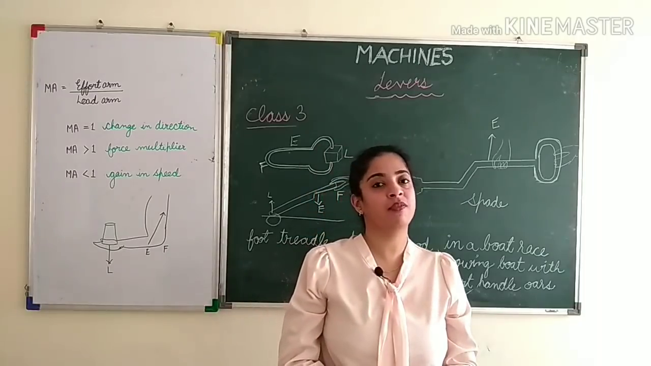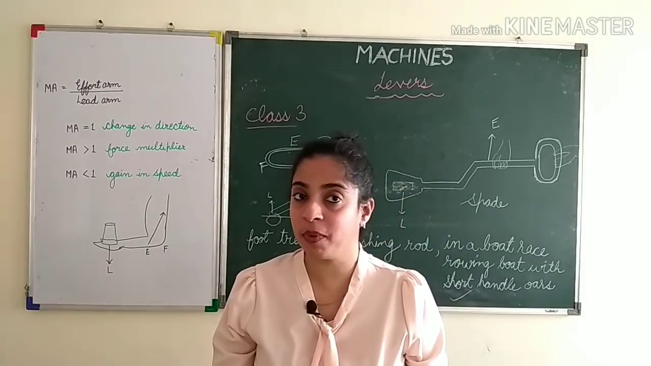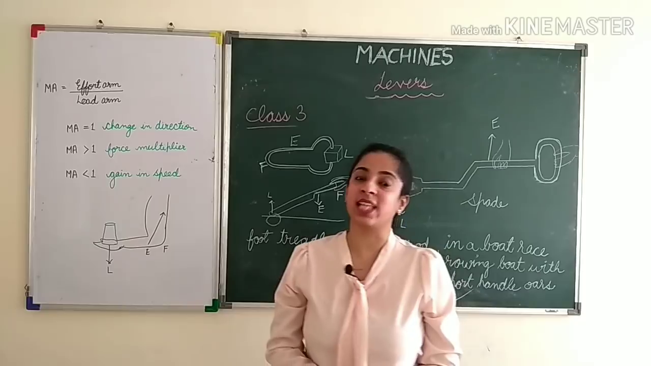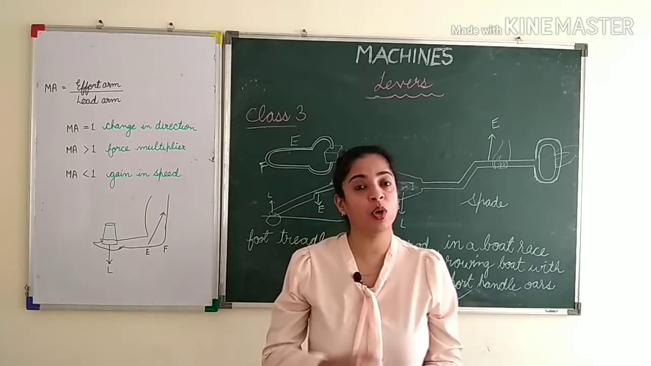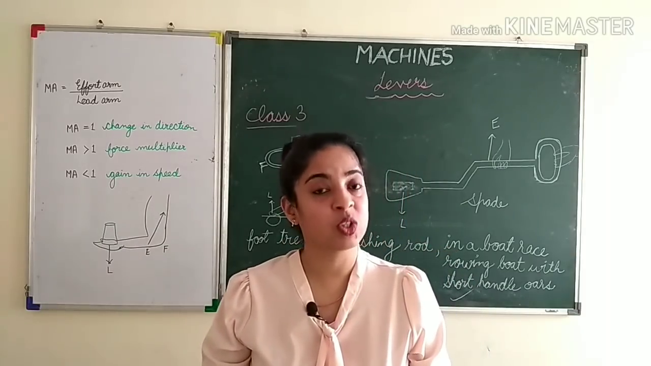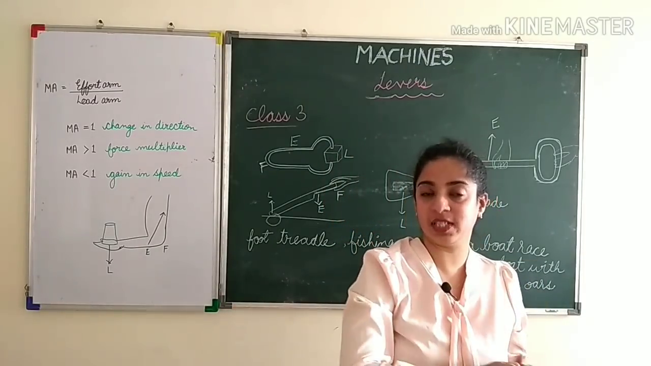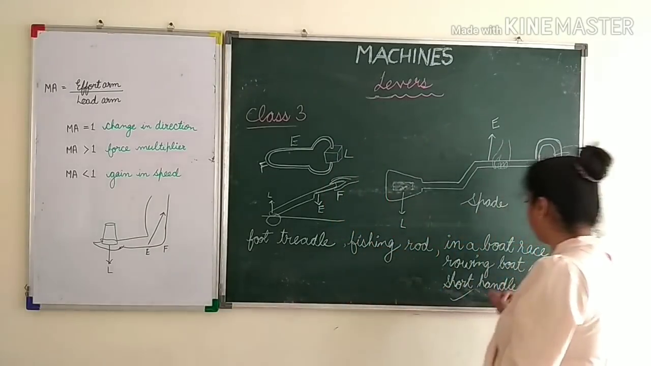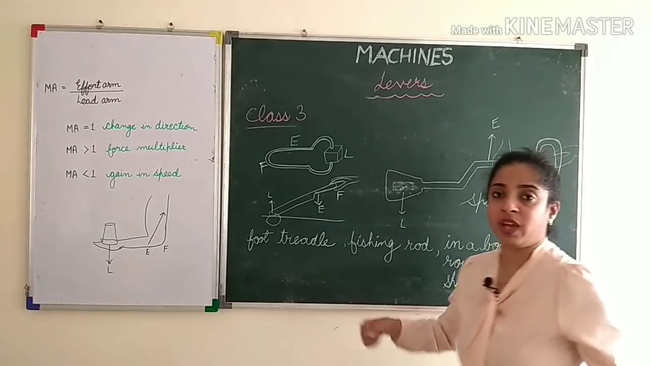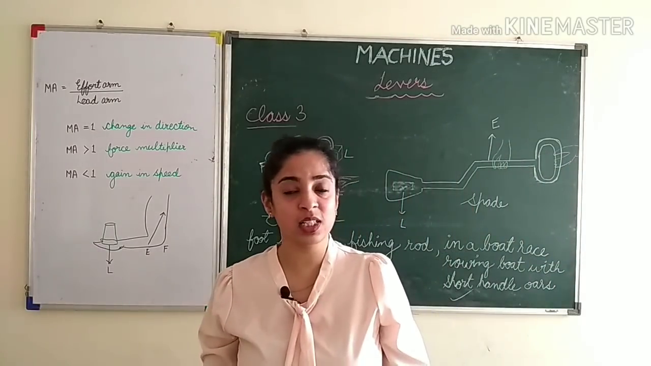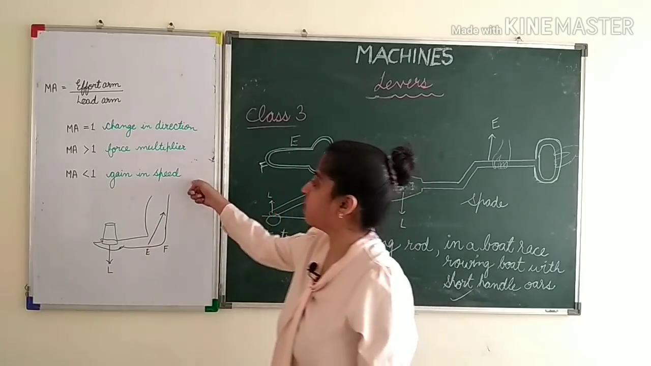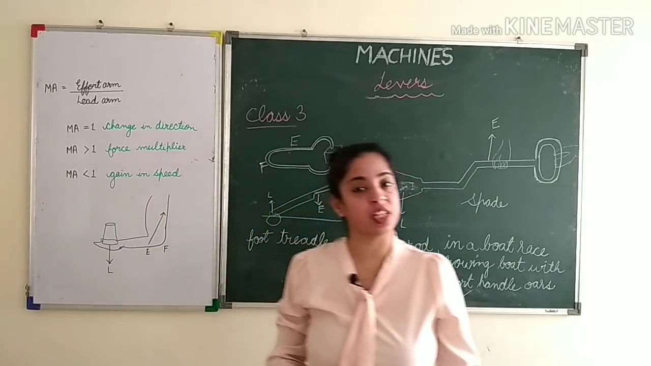If you remember, I have told you that in class 1 type of levers, we give the example of a person rowing a boat with long handle oar. So in that case, the fulcrum is in between and he does it from inside. But in case of boat race, when they want a lot of gain in speed, so gain in speed is when mechanical advantage is less than 1.